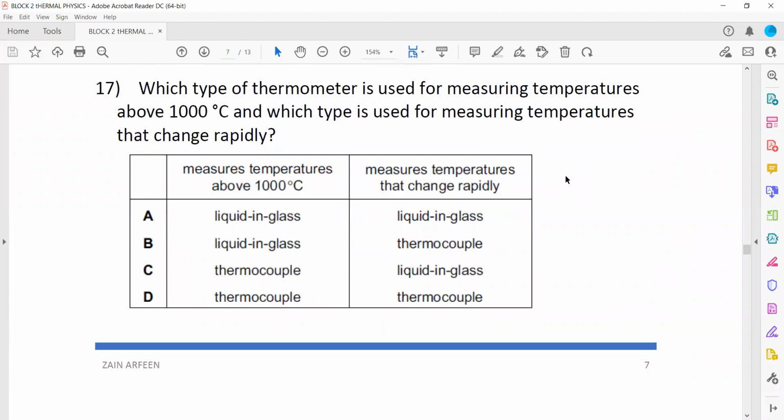Which type of thermometer is used to measure a temperature above 1000, and which type is used to measure temperature that changes rapidly? In both cases we use a thermocouple, because if we use a liquid in glass thermometer above 1000, most of the liquid boils at around this temperature, so it won't be accurate. A liquid in glass thermometer cannot be used. And to measure a rapidly, fast changing temperature, again we use a thermocouple because thermocouples are more accurate.